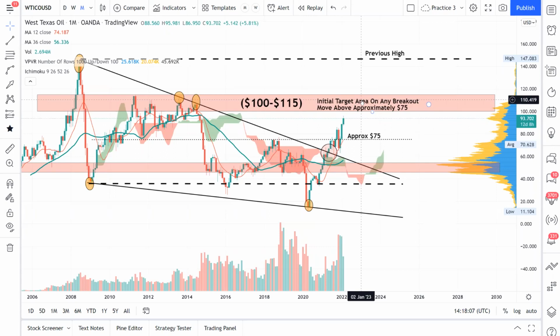And then this broader area of horizontal resistance up at around $100 to $115 is associated with these price peaks over here on the left-hand side of the chart back in 2014, 2013, 12 and 11. So some significant resistance is going to be encountered there, assuming we push into that area. We pushed through the Ichimoku cloud at a particular weak spot, which is not unusual at all as we broke out through this wedge.